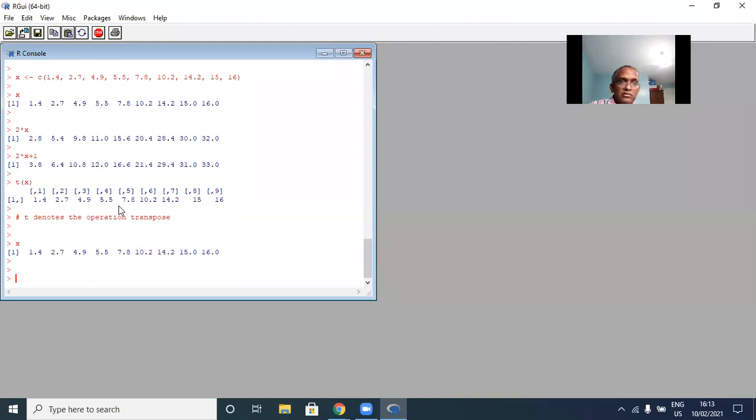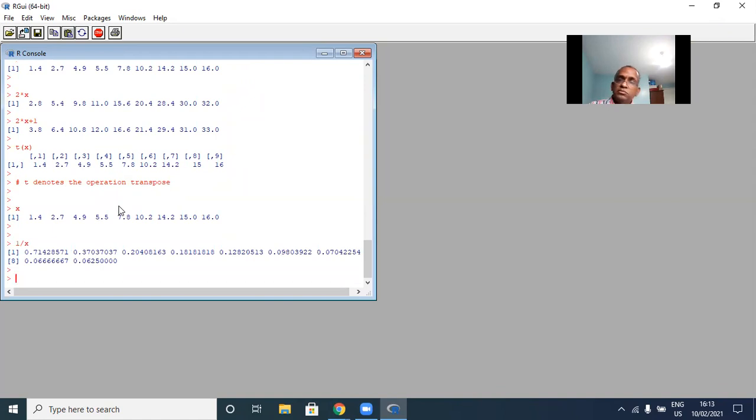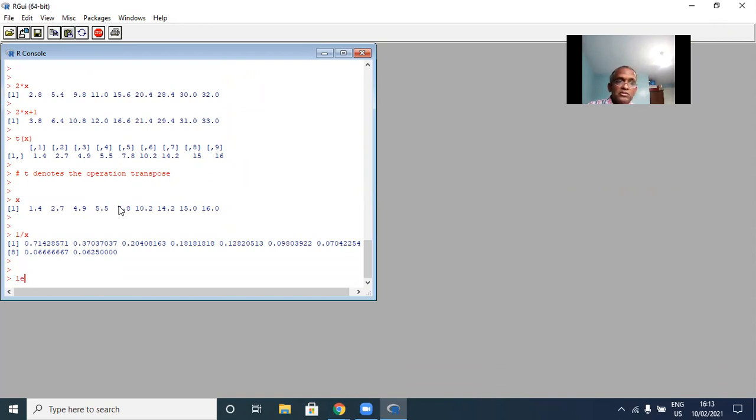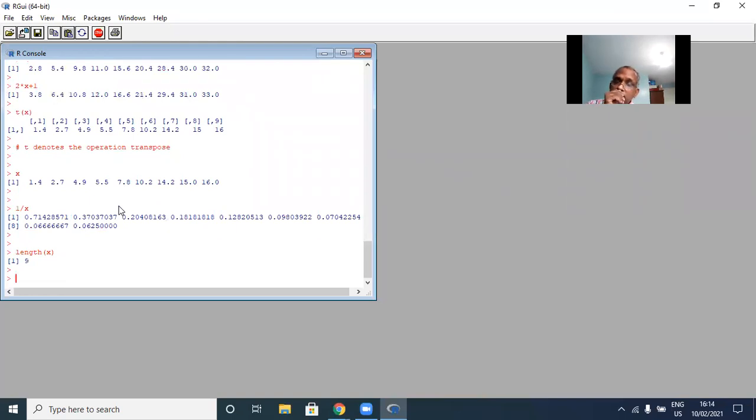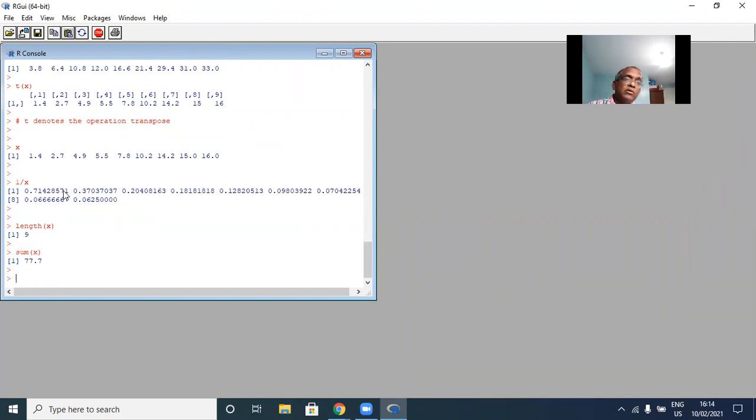Now let me retype x. So this is x, which is a row vector. Now 1 over x will give you the reciprocal of x. So you take the reciprocal of every single element in x, right? Now there are some operations that you can do with the vector. The length of x is the number of elements in x, right? The sum of x is the sum of all the numbers in x. So if you sum all these numbers, you will get 77.7, right?